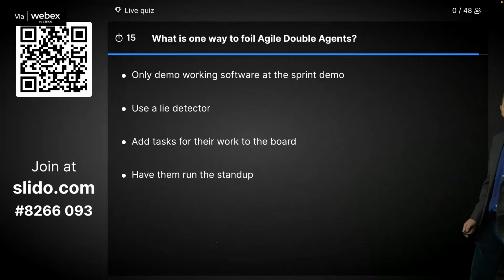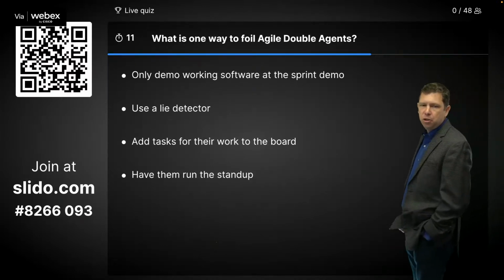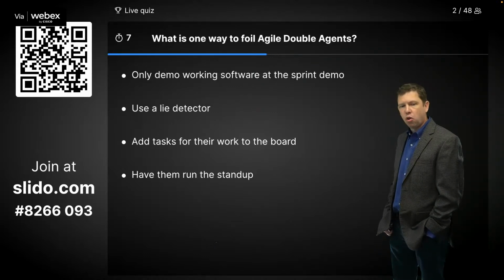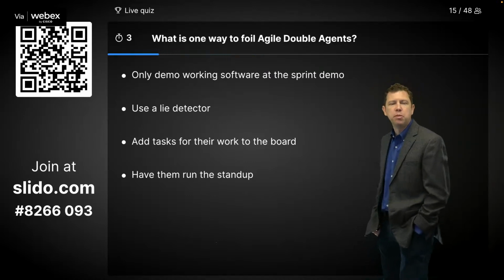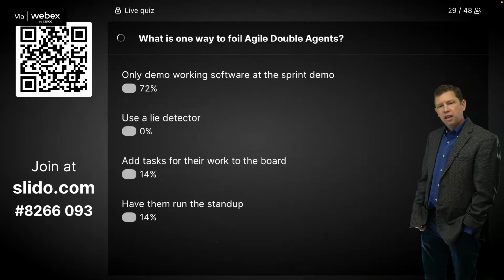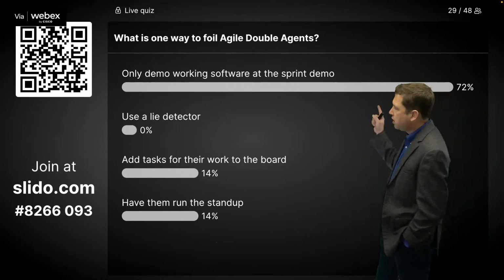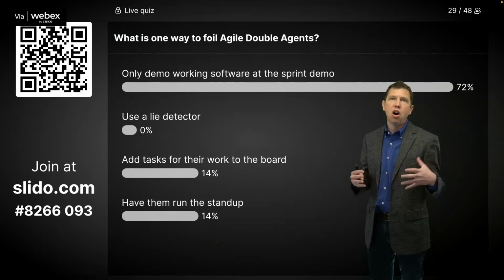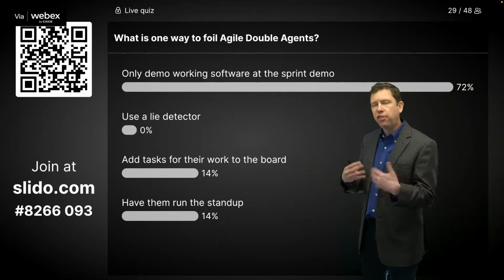What is one way to foil Agile double agents? Only demo working software at the sprint demo, use a lie detector, add tasks for their work to the board, or have them run the stand-up. And this is based on what I suggested in the talk. Only demo working software at the sprint demo. If we're only demoing working software in the sprint demo, it's a lot harder to hide. It's a lot harder to do work that's not delivering something for the customer and have it feel like value.